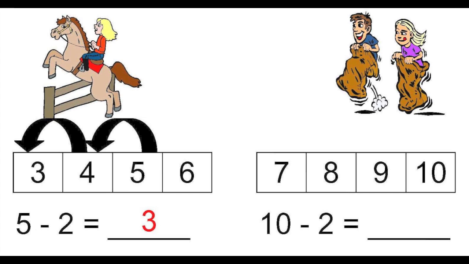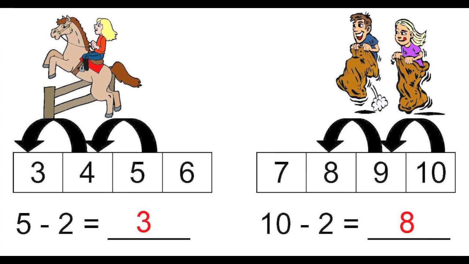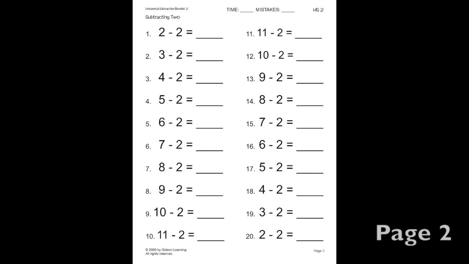Let's do one more. Next to it, we have 10 minus 2. So once again, 9 is 1 number before 10, and then 8 is 2 numbers before 10. So 10 minus 2 equals 8, because 8 is 2 numbers before 10. So now let's go on to the next page and we can practice some more subtracting 2.